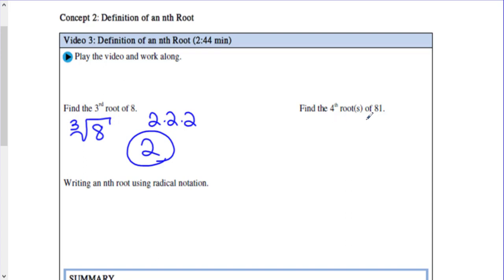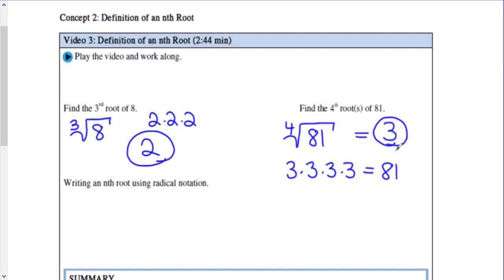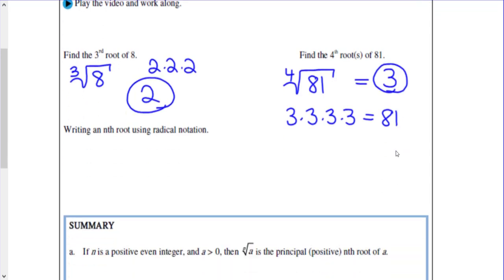The fourth root of 81, if I'm writing that out, it looks like that. So I need to think about what number times itself would give me 81. Well, 3 times 3 times 3 times 3 gives me 81. So there's 4 of those 3, so that means that the fourth root of 81 would be equal to 3. We're not going to have a lot of higher roots in this chapter. We're going to deal with a lot of square roots and then a few cube roots thrown in there.